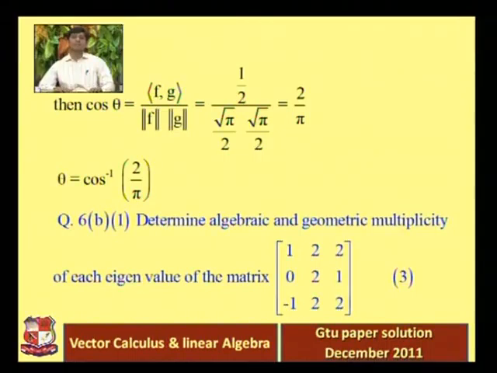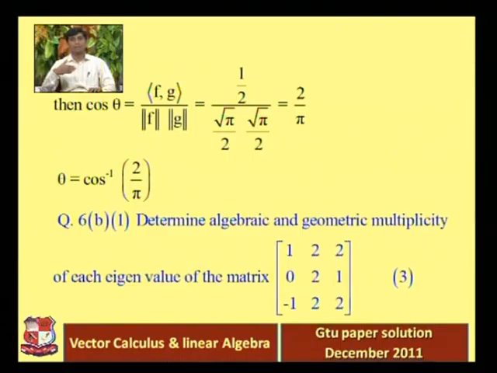Question 6b, first part. Determine algebraic and geometric multiplicity of each eigenvalue of the matrix. So first of all, for the given matrix, we want to find eigenvalues. After that, corresponding to each eigenvalue, we have to find the eigenvectors.